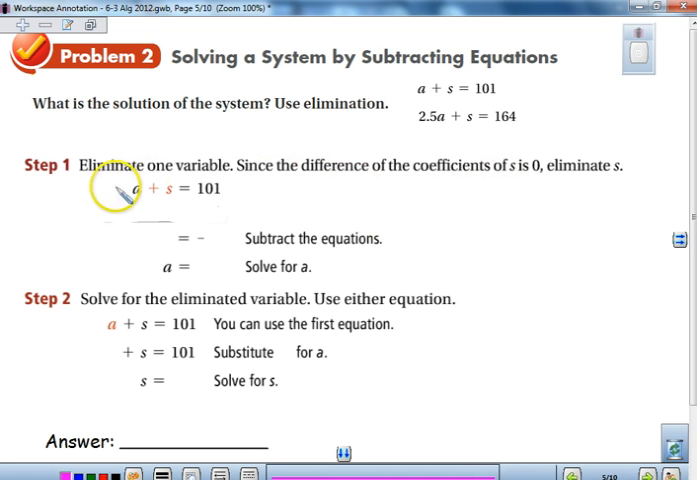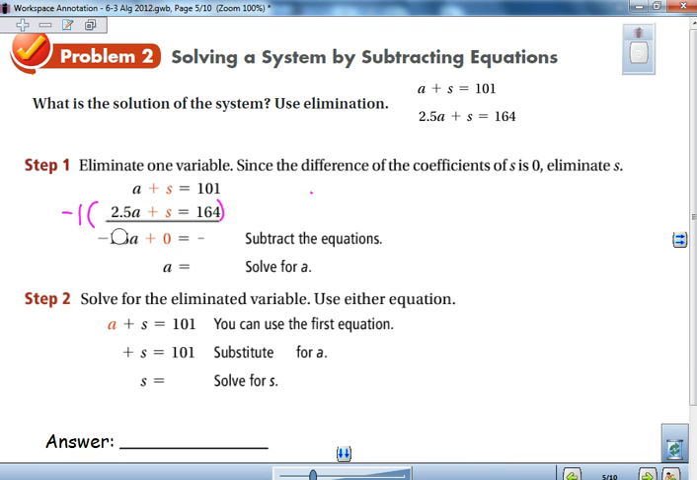So, what we're going to do is multiply one of our equations. We want to think about subtracting the equations. I think a better way of thinking about it is, if we're subtracting, everything in this equation is going to be multiplied by negative 1. And as we multiply that by negative 1, as we are adding those together, we have a negative 2.5a, this becomes a negative s, and this is a negative 164. So when we add those, we get negative 1.5a. The s's cancel to give us 0, negative 63.